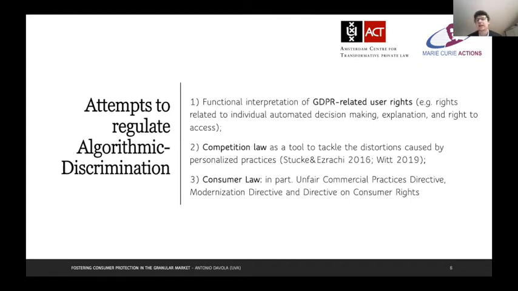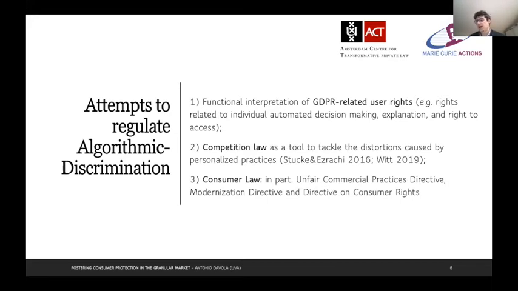And related to the assumption that the core aspect of the problem of algorithmic discrimination lies in the characteristics of the data-driven network architecture is the idea of having competition law get a wider role in tackling distortion caused by personalized prices. That was also discussed in the chat earlier.